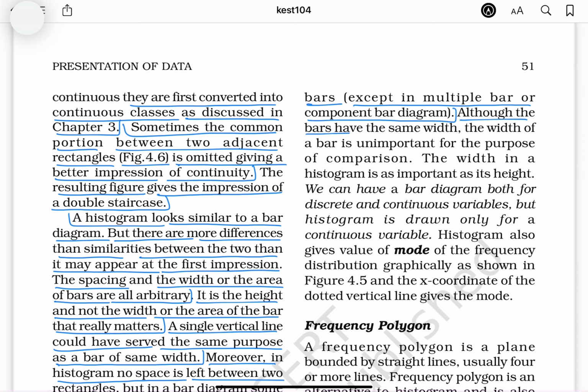Although the bars have the same width, the width of a bar is unimportant for the purpose of comparison. The width in a histogram is as important as its height. We can have a bar diagram for both discrete and continuous variables. But a histogram is drawn only for a continuous variable.